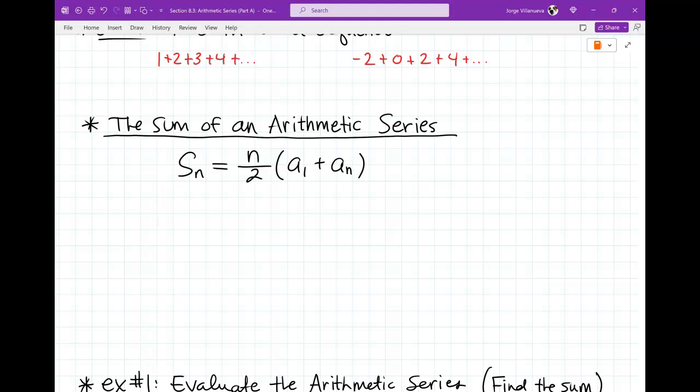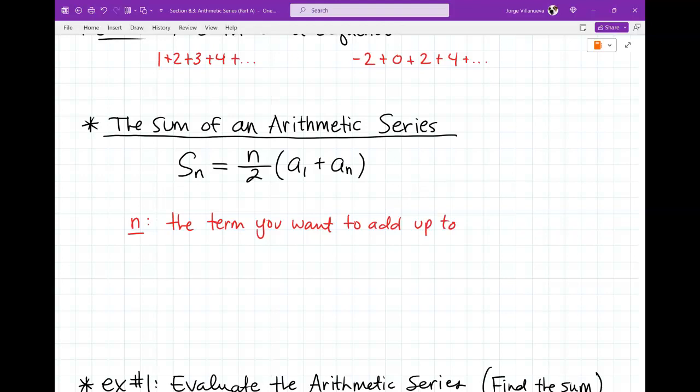This is one of them. We have this formula here. We also have an alternate form depending on what you're given. But we're going to start off with the original one. The sum of an arithmetic series, S sub n is equal to n over 2 times a sub 1 plus a sub n. Now, n is the term you want to add up to.